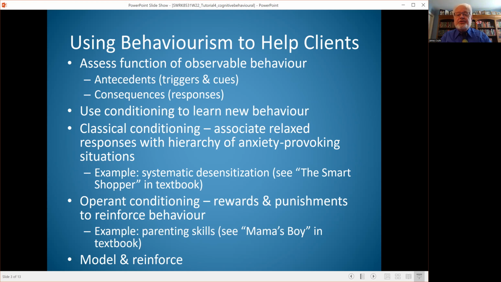Now, operant conditioning can be really useful since it focuses on molding behavior through rewards and punishments. It can be very helpful when you're working with parents who are having difficulty with children who are acting out or children aren't doing what they would like them to do. And there's another example in the textbook called Mama's Boy, which talks a little bit about that. There's a very interesting parallel process that goes on here when I was using this with my clients.